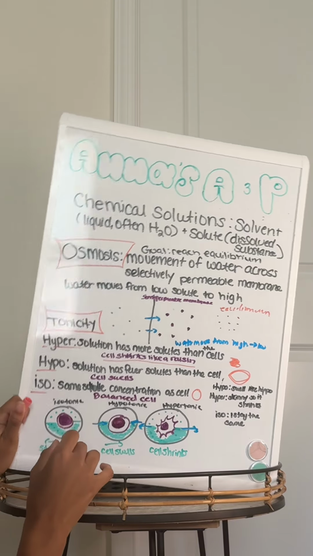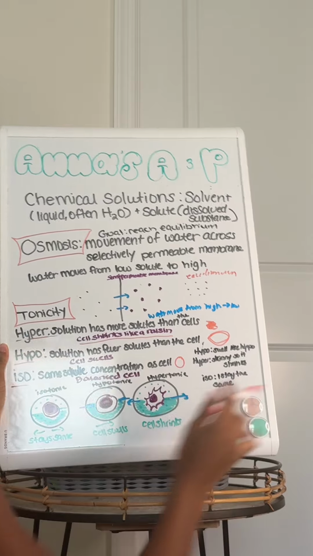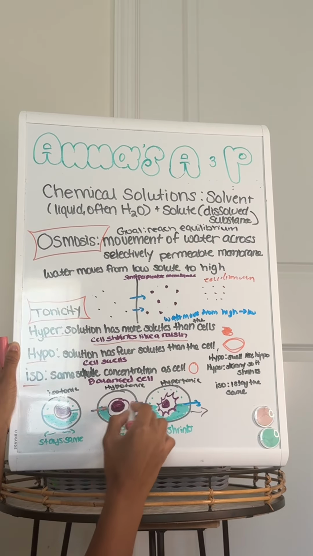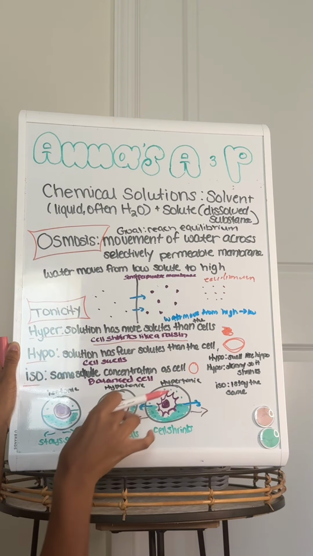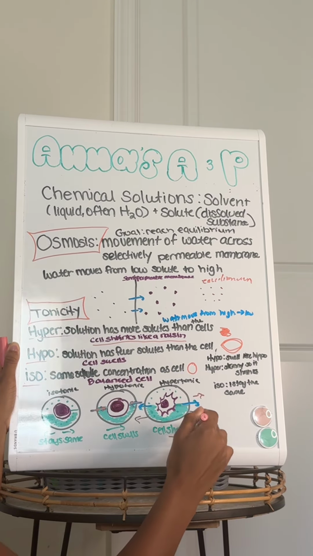For example, down here, these are my diagrams of what it's going to look like. So for isotonic, the cell is staying the same. For hypotonic, the cell is moving outwards because it's swelling. And for hypertonic, it's moving inwards because it's shrinking.